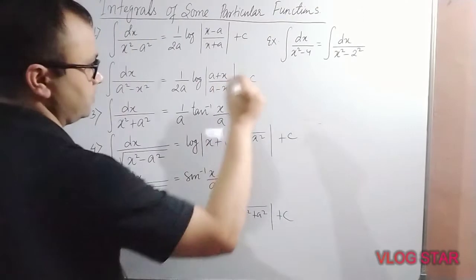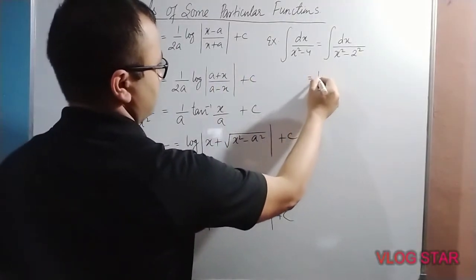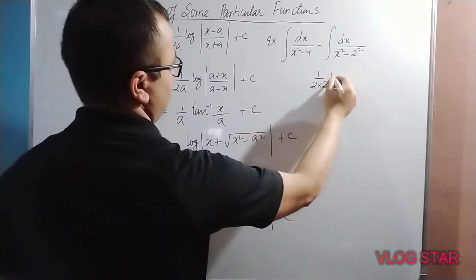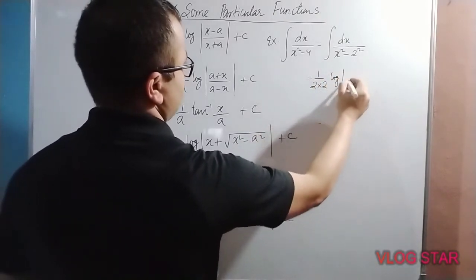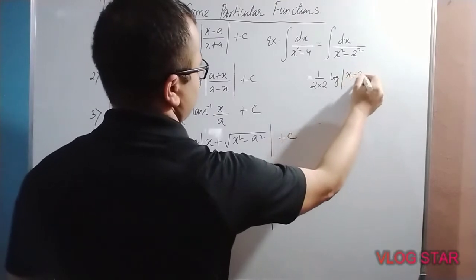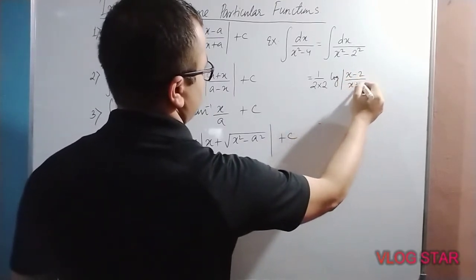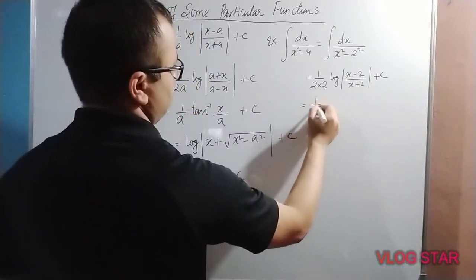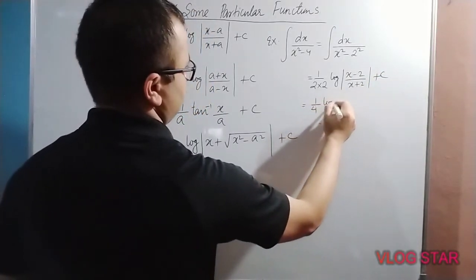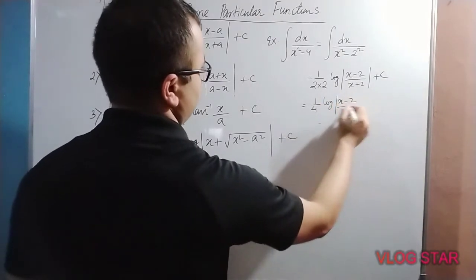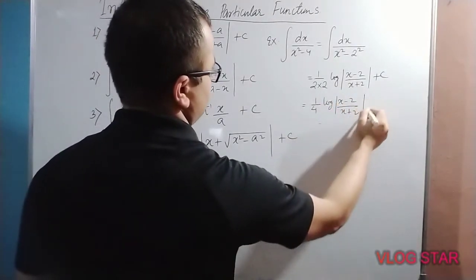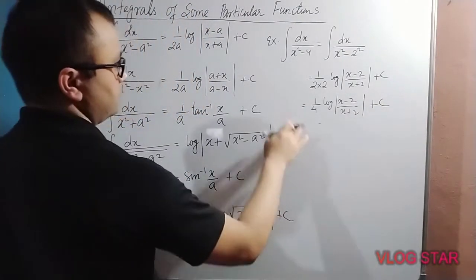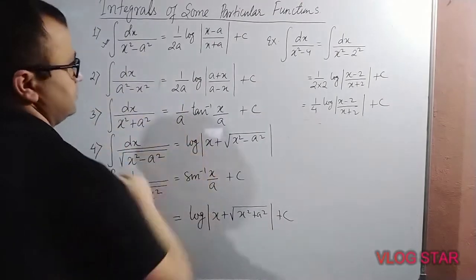Now we can put the formula. This equals 1 by 2a, with a equal to 2, log of x minus 2 divided by x plus 2, plus c. So this will be 1 by 4 log of x minus 2 by x plus 2, plus c. This is the case for number 1.